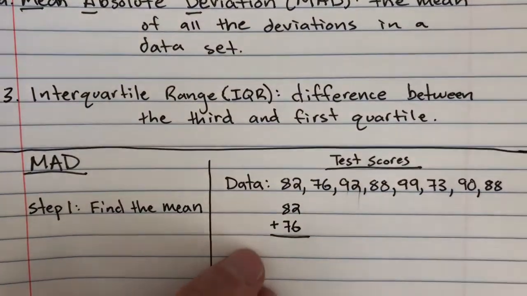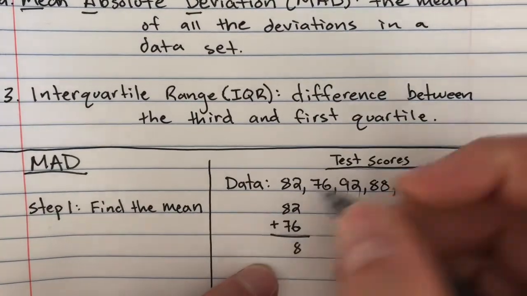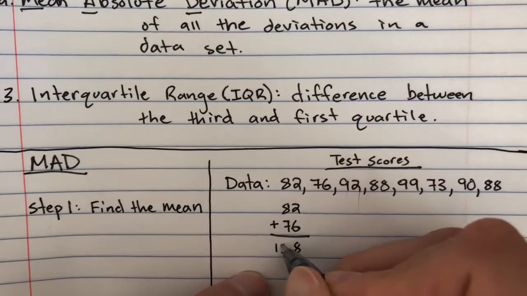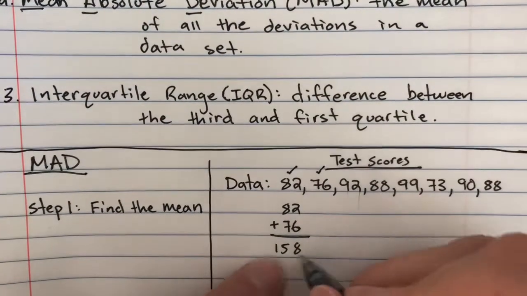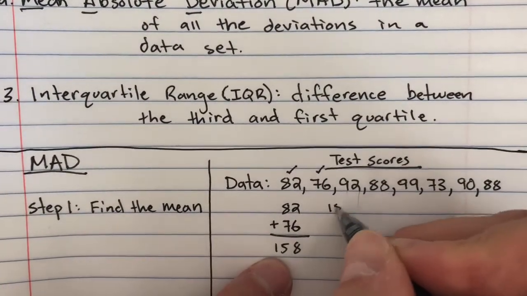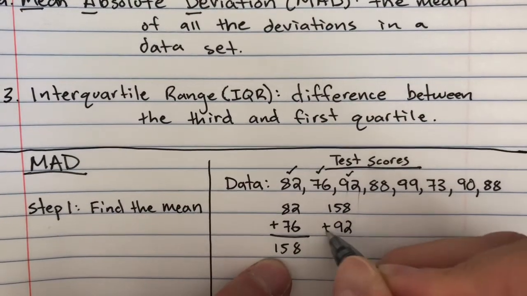You guys can always fast forward through this. So 6 plus 2 is 8. 8 plus 7 is 15. I've done these two, just like that. So now I take this number and I put it back on top, and I do 92. I'm going to add 92 to it.